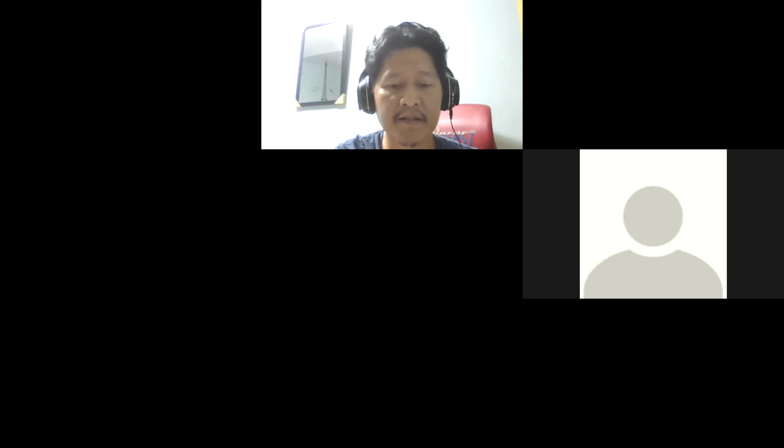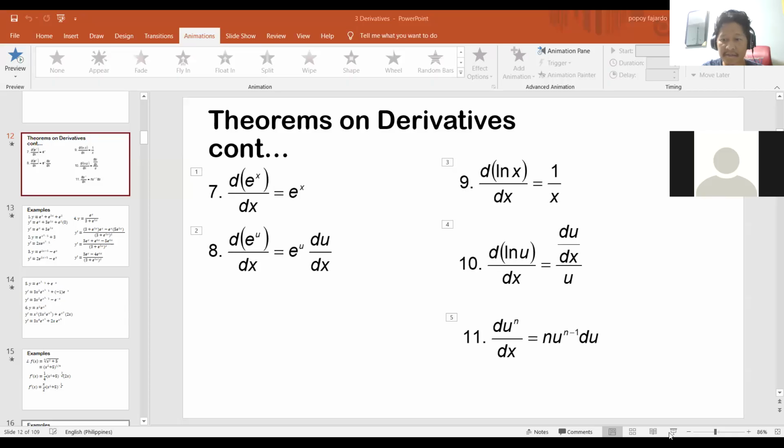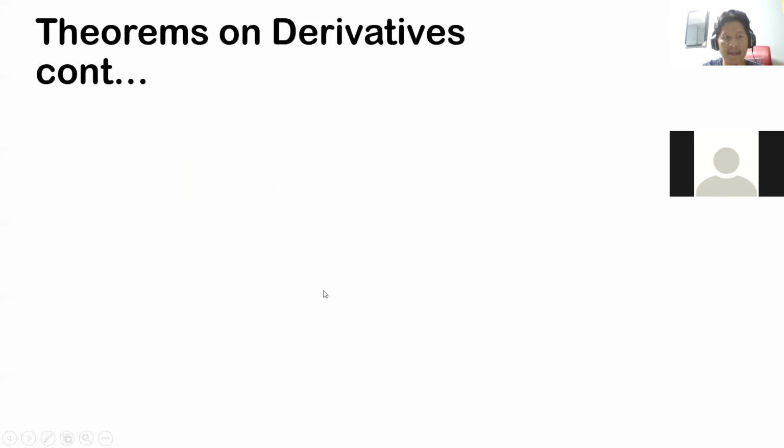Okay. So our next topic, guys, will be actually a continuation of finding derivatives. So let me present this. Okay. So last time we had the theorems on finding the power formula, di ba? Power formula, you add your sum and difference, you add your product rule, and your quotient rule. Ngayon naman, we'll extend it to some more theorems on derivatives.